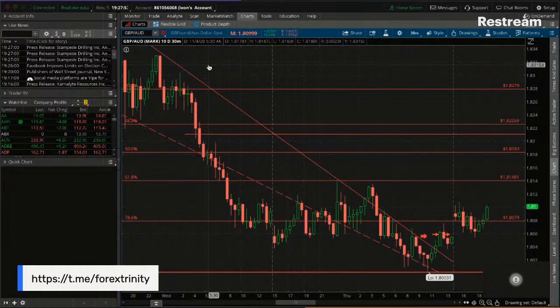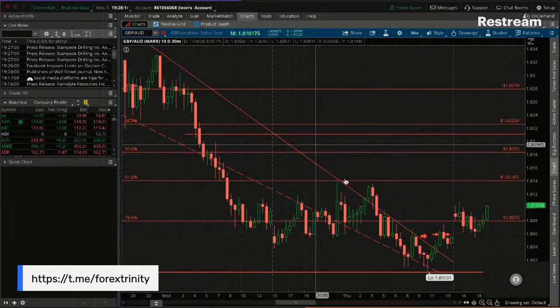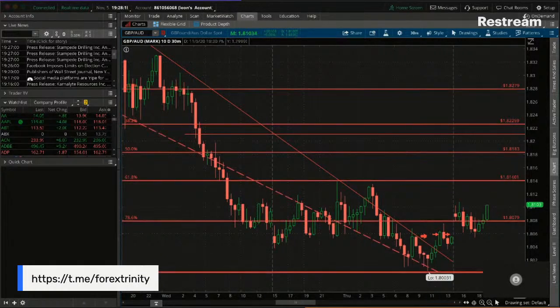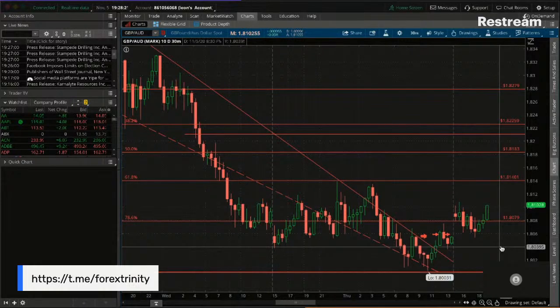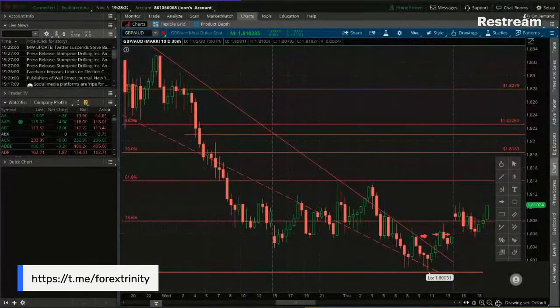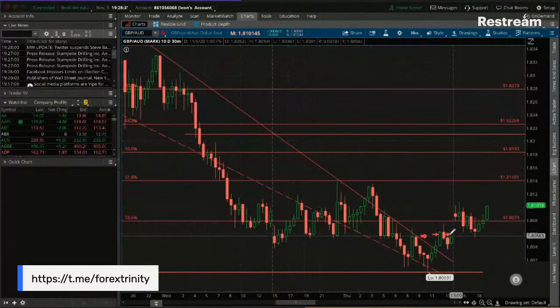Pound Australia. It's a hybrid pair, so it moves a lot and fast. One of my favorites. It's just rolling. And again, I got in right here. Let me put my price mark at. This is where I got in at.